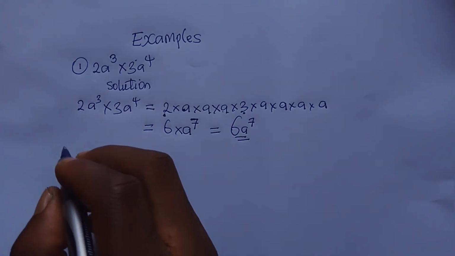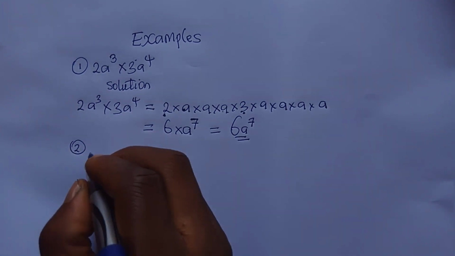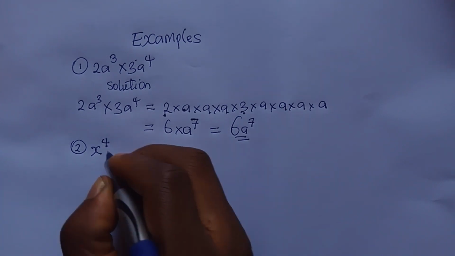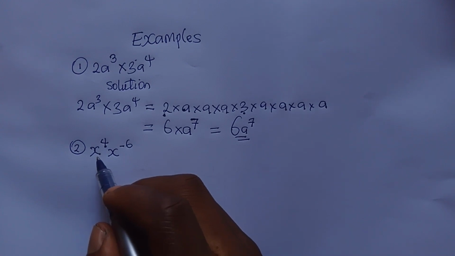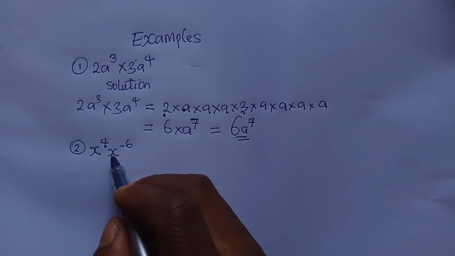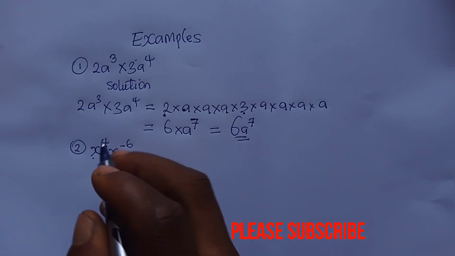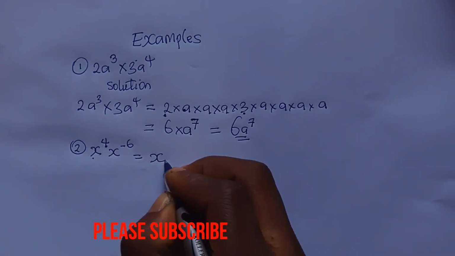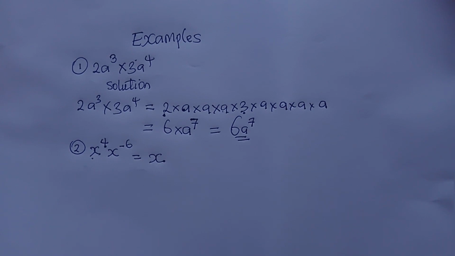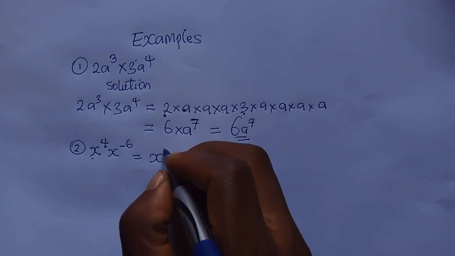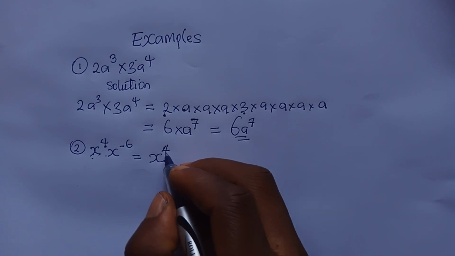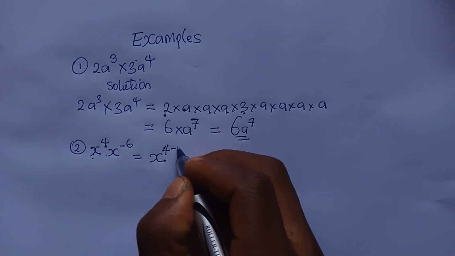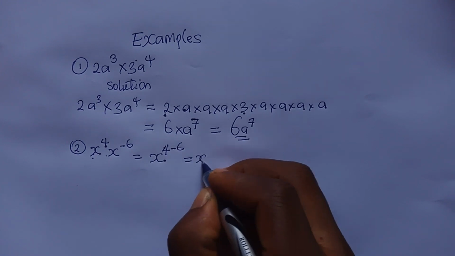Then the second example, let's say we have x raised to power 4, x raised to power minus 6. Now, we are going to apply what we learned under multiplication law to solve this problem. They have the same base, which is x. So, since they have the same base, you are going to select one base and add up the powers. The first x has the power 4, and the second x has the power minus 6. 4 plus minus 6 is the same thing as 4 minus 6, which will give you x raised to power minus 2.